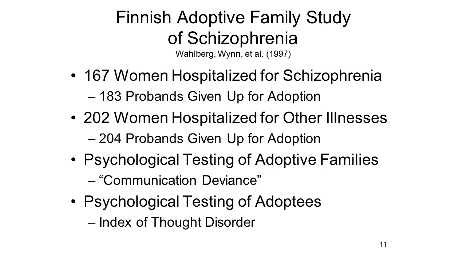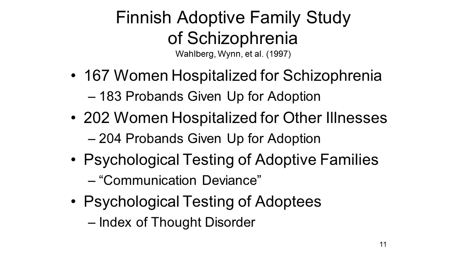A nice demonstration of the interaction of diathesis and stress in schizophrenia is provided by the Finnish adoptive family study of schizophrenia. The subjects in the study were a number of children who were born to women in Finland who had been hospitalized for schizophrenia and given up for adoption. It's 183 children. Those are the probands, born to 167 women. And there was a control group of children who had been born to women who had been hospitalized for other illnesses, something other than schizophrenia, and who had also been given up for adoption.